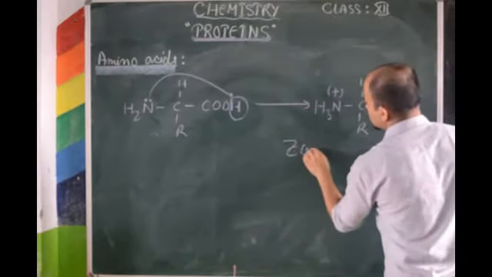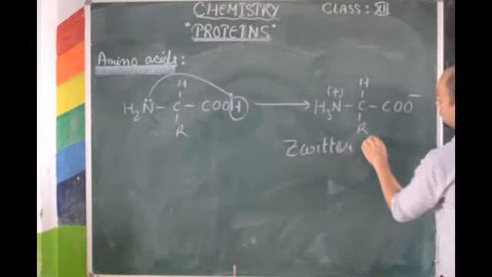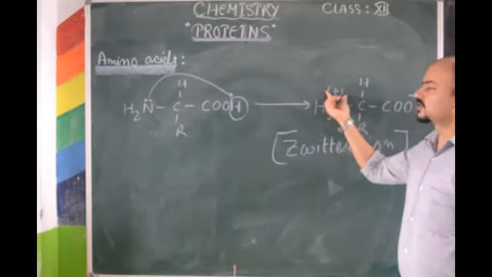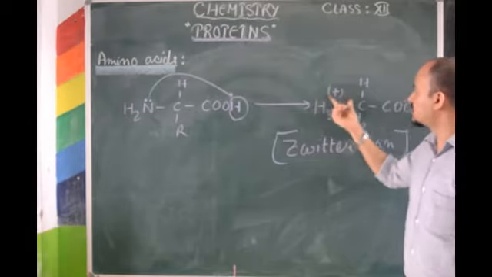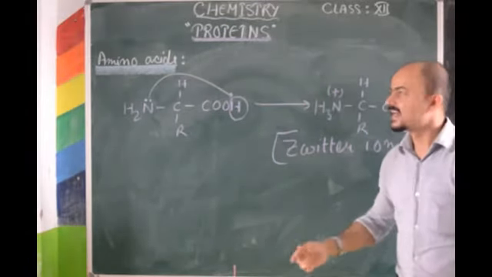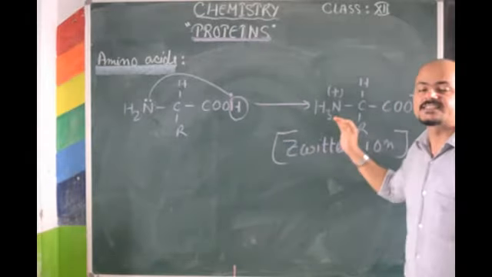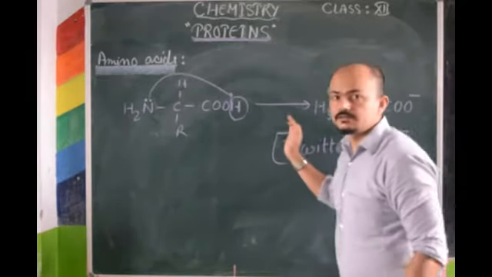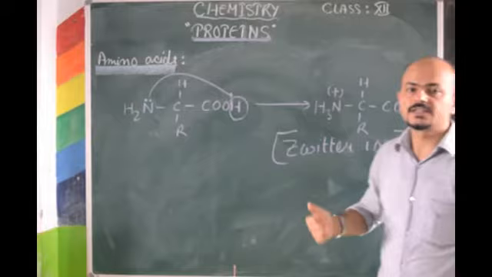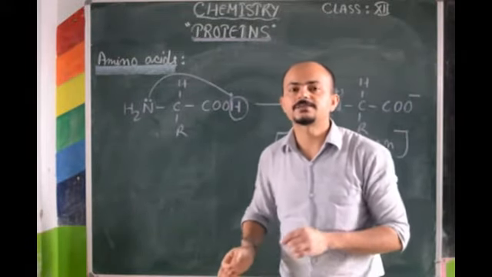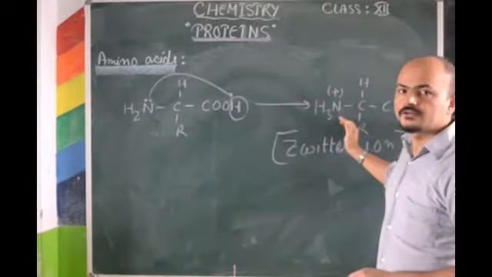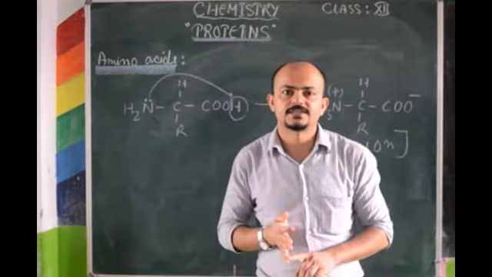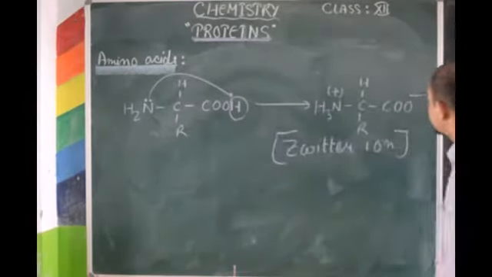Zwitter ion of amino acid, and this is very important. Why is it known as dipolar? Because it has a positive charge as well as a negative charge in the same molecule of the amino acid. This form exists in neutral solution. Now, let me tell you, this amino acid will act as what? It shows amphoteric nature. Amphoteric means this form of amino acid will react with both acids as well as bases. So now let's discuss more about its amphoteric nature.